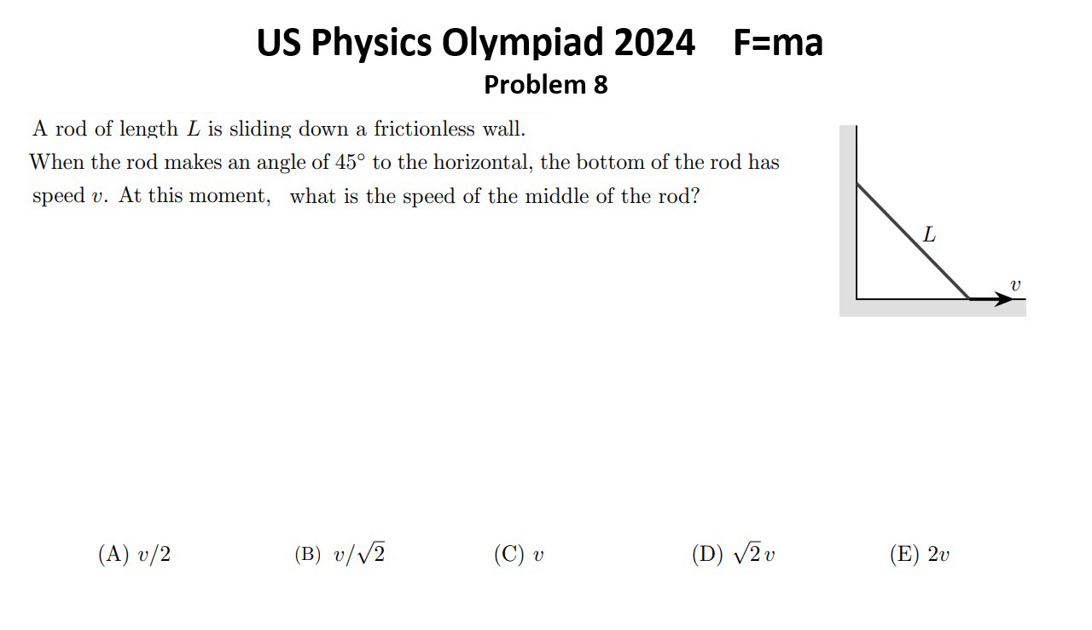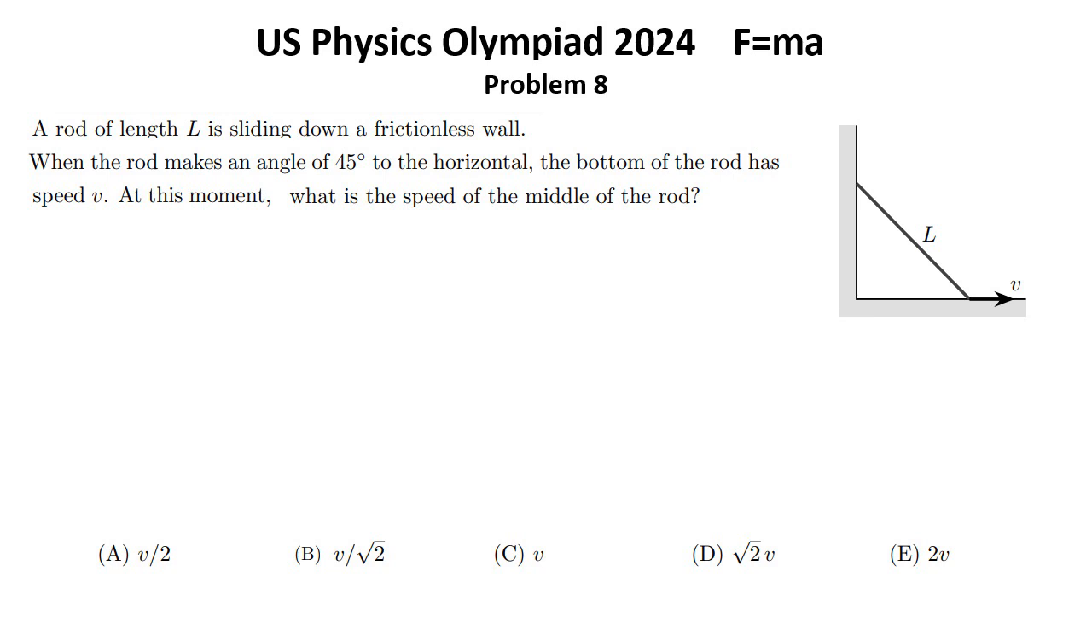Problem number 8. A rod of length L is sliding down a frictionless wall. When the rod makes an angle of 45 degrees to the horizontal, the bottom of the rod has speed v. At this moment, what is the speed of the middle of the rod?